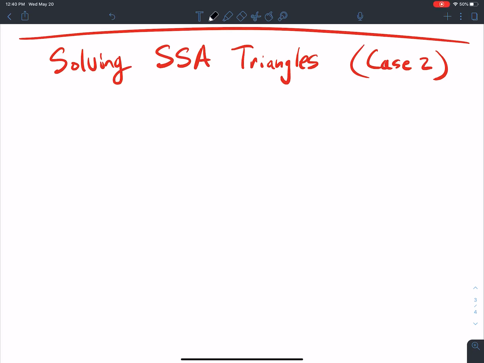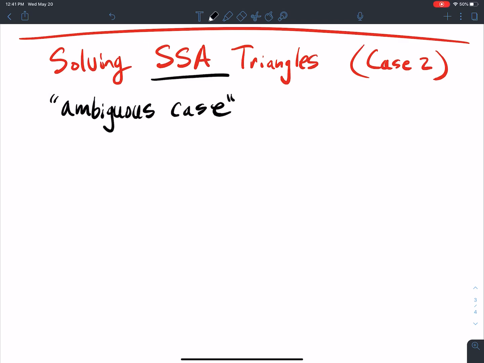So in this video, we're going to be solving triangles, SSA triangles. This is the case 2. So this applies to triangles for which two sides and the angle opposite one of them are known. This is sometimes referred to as the ambiguous case. Why is it the ambiguous case?